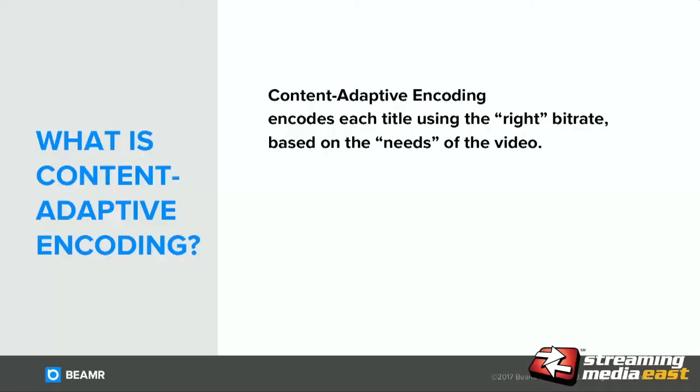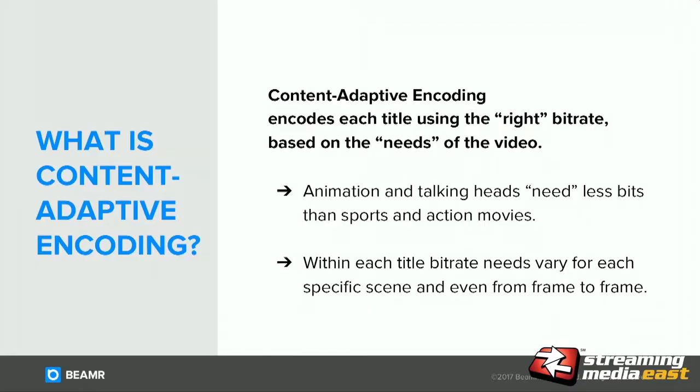So let's start with what is content adaptive encoding. There are probably different definitions floating around, but just so that we level set and use the same terminology throughout this presentation, really, it's as simple as using the right bit rate based on the needs of the video. That sounds sort of like, well, of course, that's obvious. But we're going to talk about how even within this definition there are incomplete solutions out there.